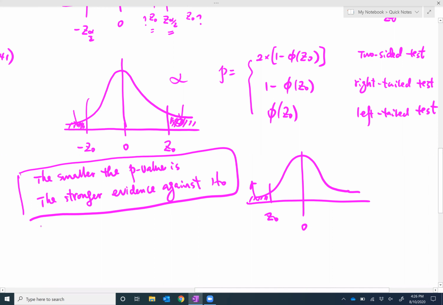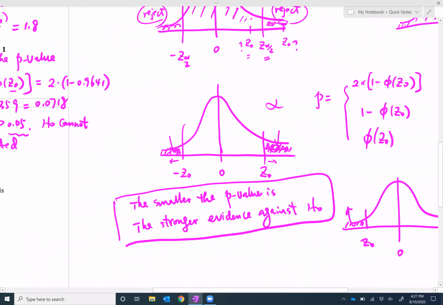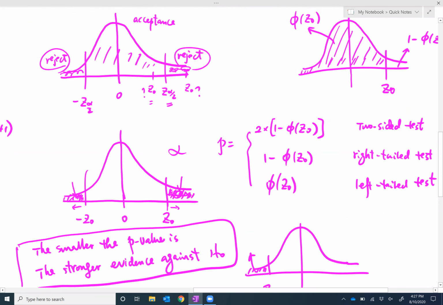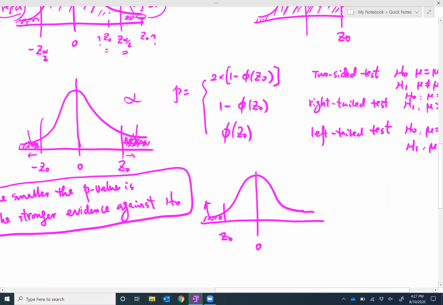So if you have a small p-value, that means z0 is pretty big, right? You're pushing it to this side. If z0 is very far away, then these two areas are smaller, which means your p-value is smaller. And if z0 is pretty big, then you are in the rejection region. That means stronger evidence against the null hypothesis. Hopefully this part is very clear to you. If you have any questions or confusions, you can wind it back and look at my explanations about the p-value. Especially if you understand these few figures, you will have a better understanding of how the p-value works.